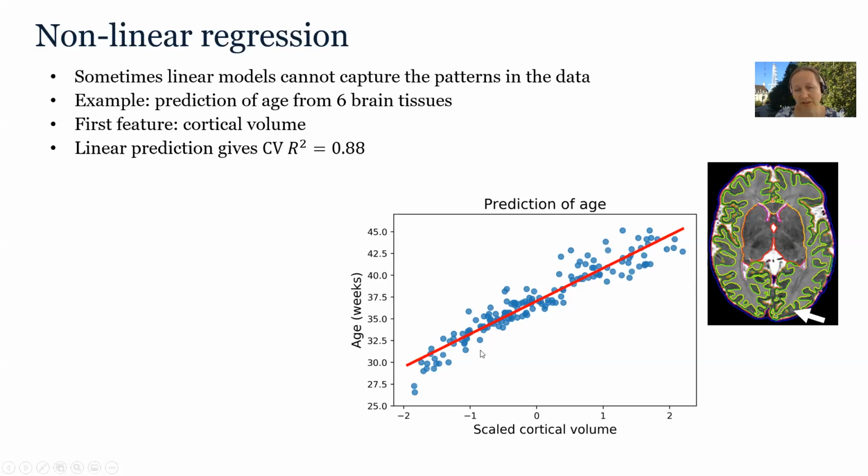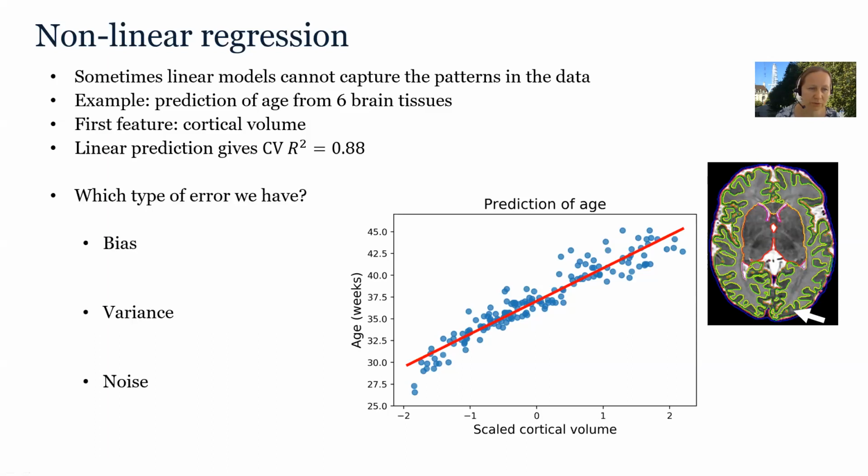And if we fit a linear model to this data set, we see that it fits quite well, and we have a cross-validated R2 score of 0.88, which is quite good. But still, let's have a closer look at this plot. Which type of error do we have? Bias, variance, or noise? Think about that for a minute.